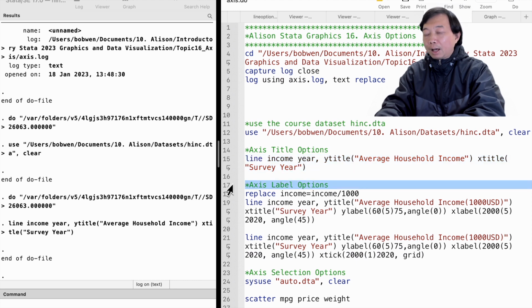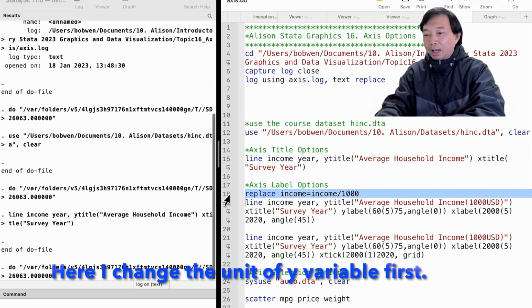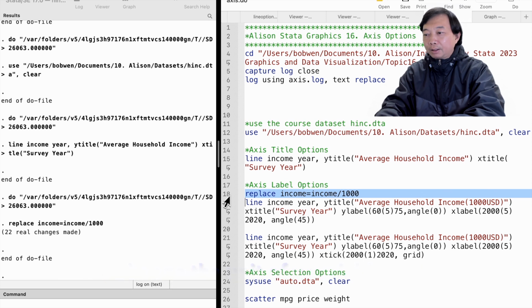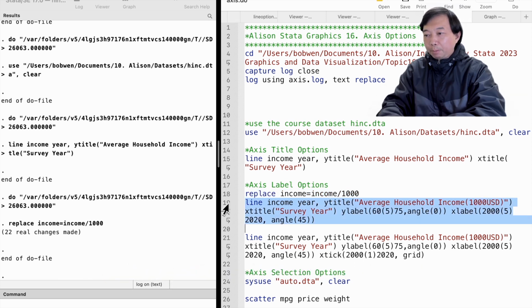As shown in the line plots, I modified the labels for the y-axis and the x-axis. I labeled the y-axis from 60 to 75, increasing by 5. I labeled the x-axis from 2000 to 2020, increasing by 5. I put the y-labels at a 0 degree angle and x-labels at a 45 degree angle with the angle sub-option.